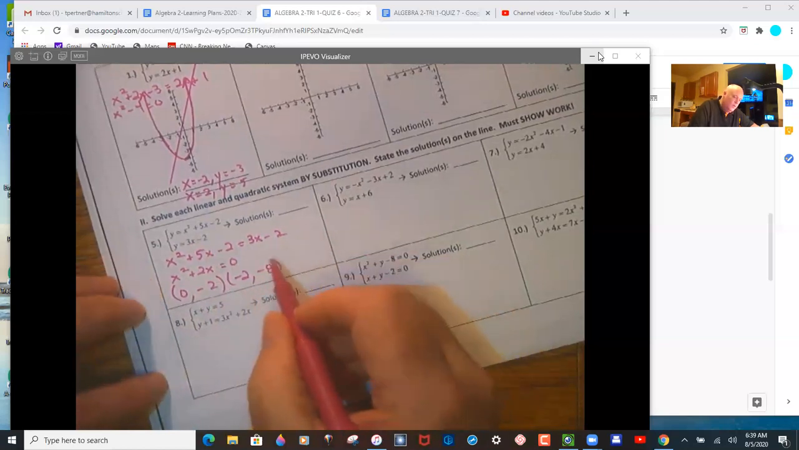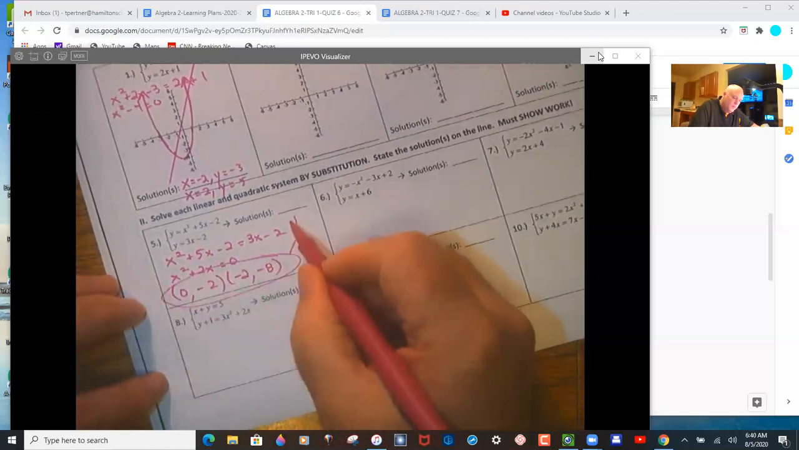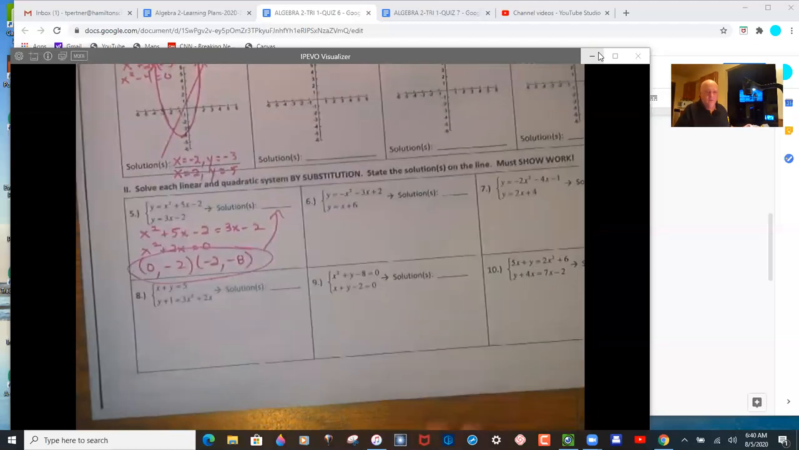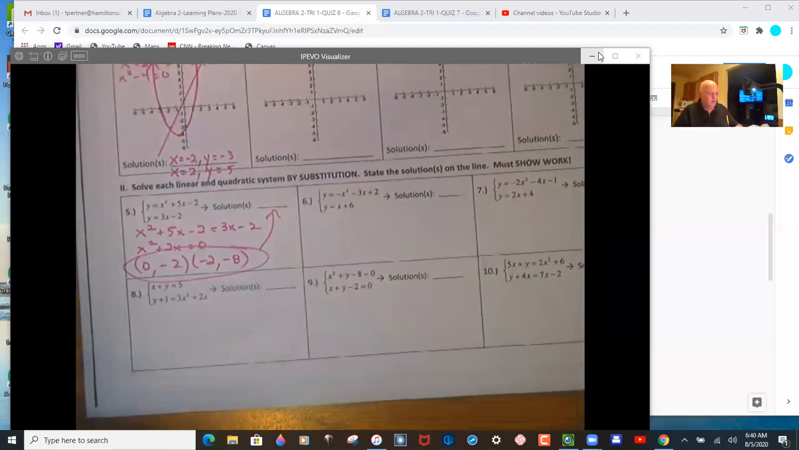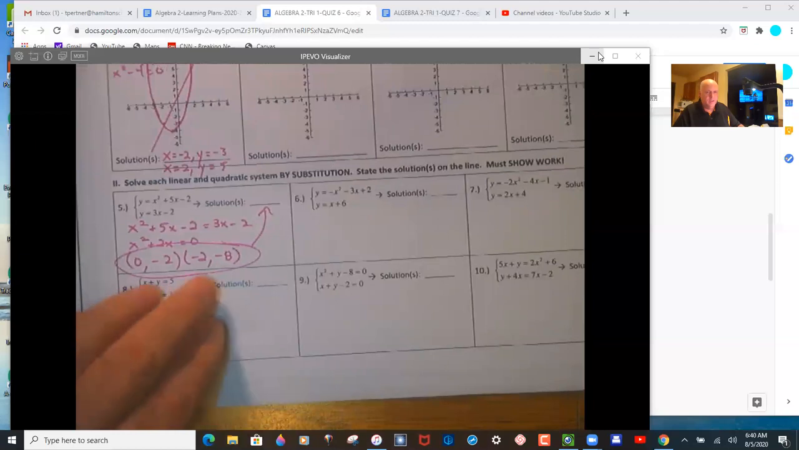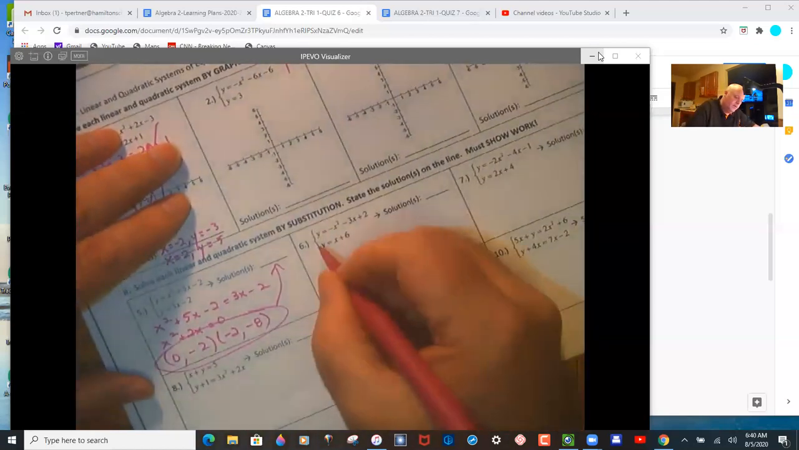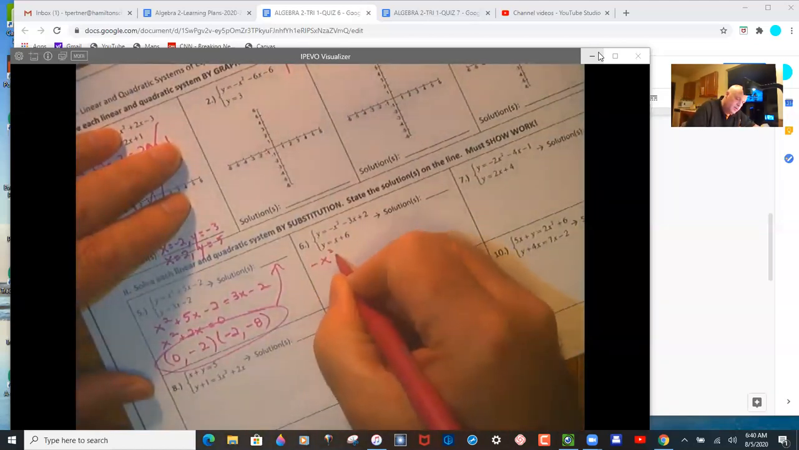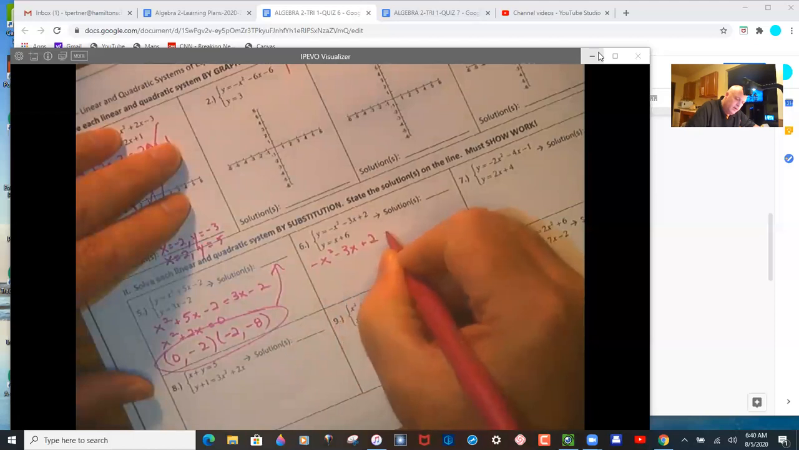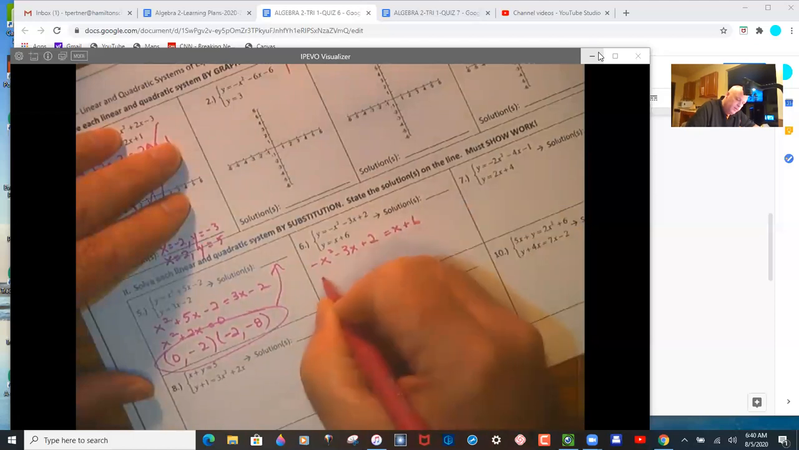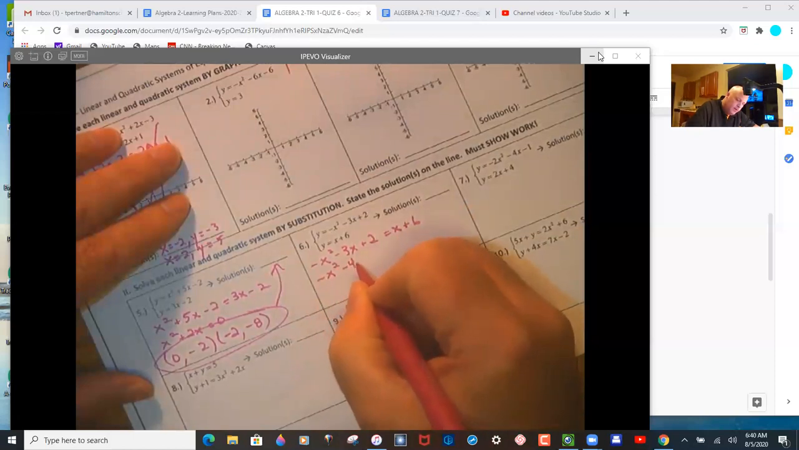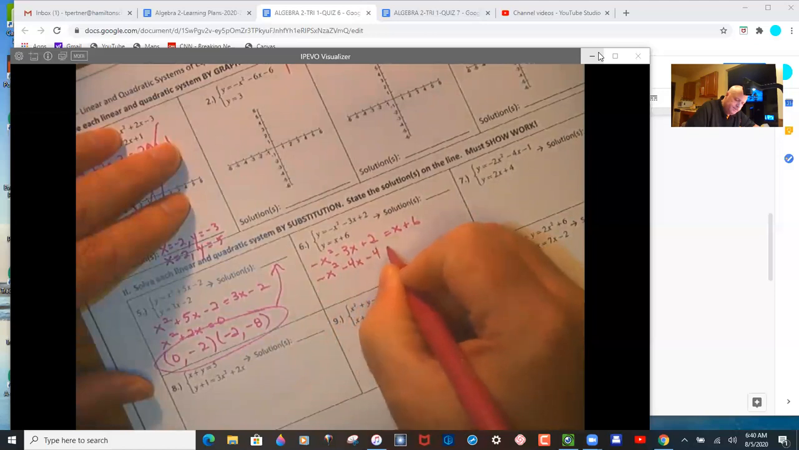And if you go to the table, you should see 0, -2, -2, and -2, -8, -8 for the two y's. Every single time, if there's a solution, you will see that. Next, equals x plus 6. So we have -x squared minus 4x minus 4.